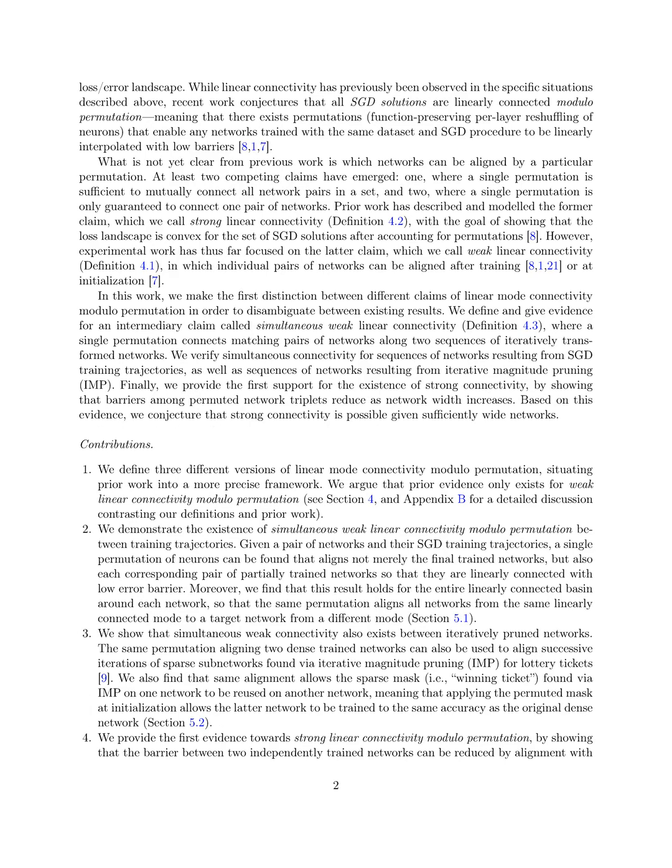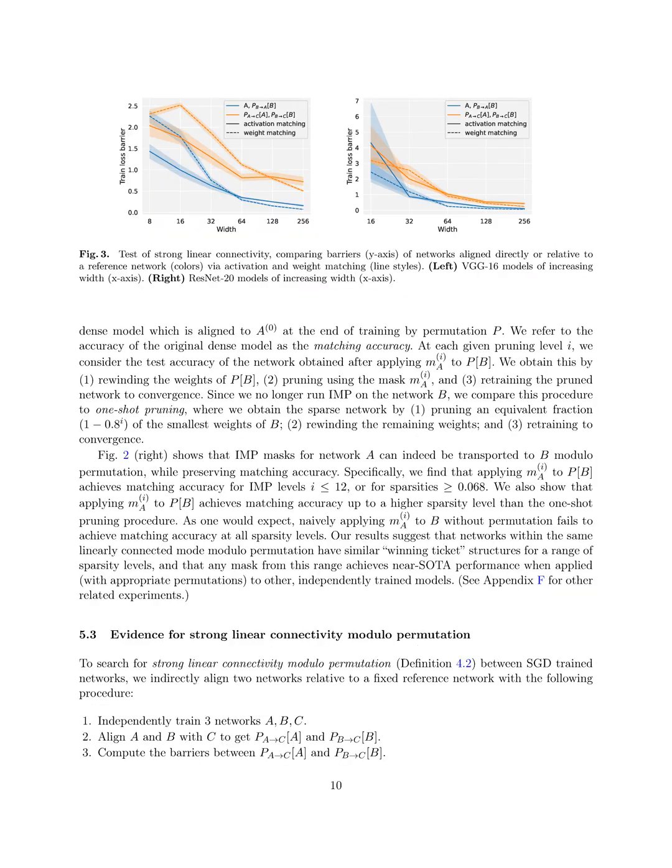This indicates that networks within the same linearly connected mode modulo permutation exhibit similar winning ticket structures for a range of sparsity levels. The study suggests that the transported masks from the IMP procedure can be effectively applied to other independently trained models, showcasing the potential for leveraging permutation-based alignment for model compression and transfer learning tasks.